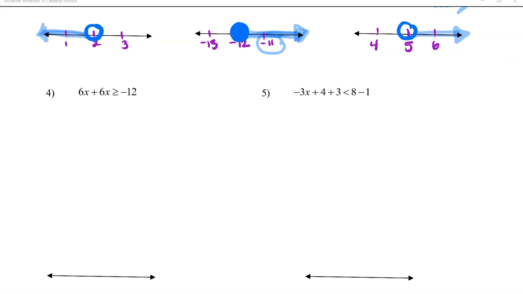Number 4, we need to simplify first. We need to combine like terms. 6x plus 6x is 12x. So we have 12 times x is greater than or equal to negative 12. We need to undo the multiplication, so we need to divide both sides by 12. And we get x is greater than or equal to negative 1.